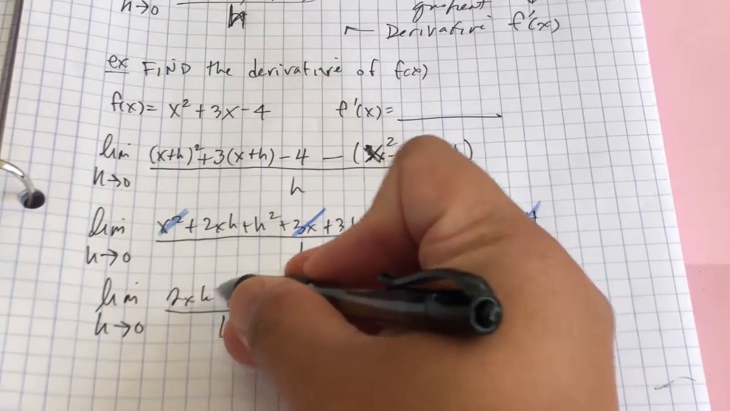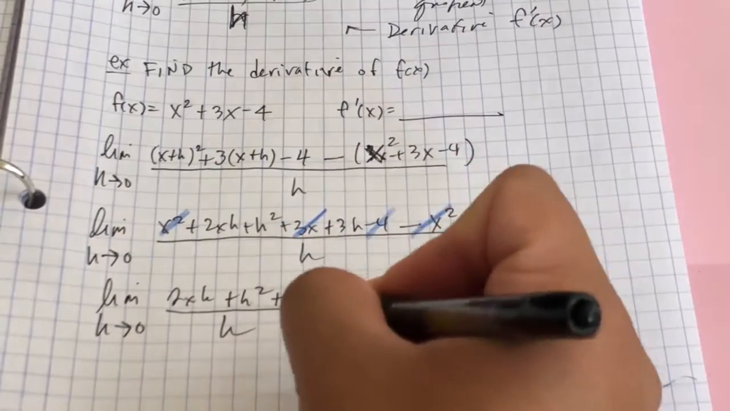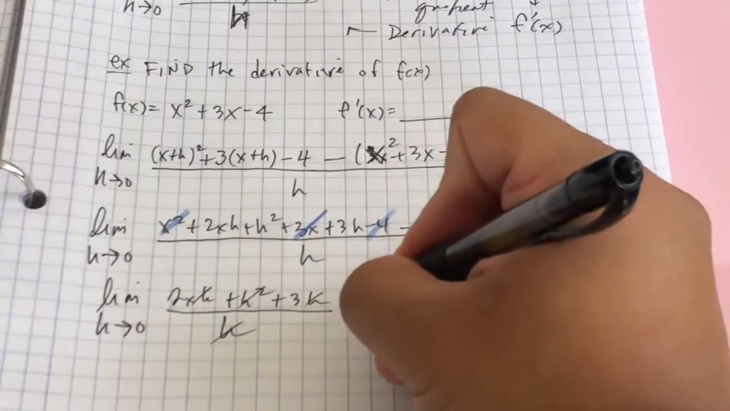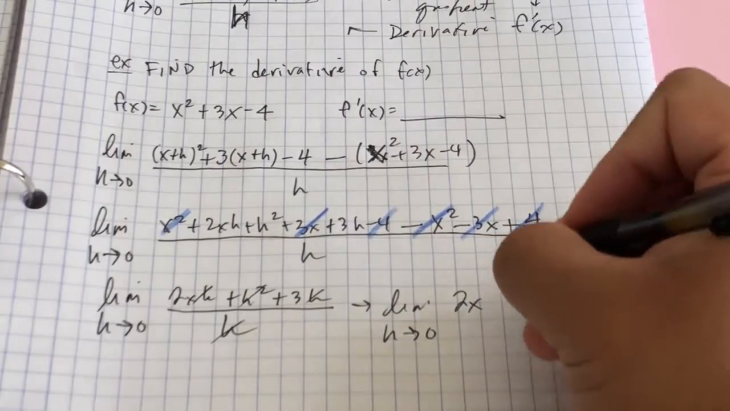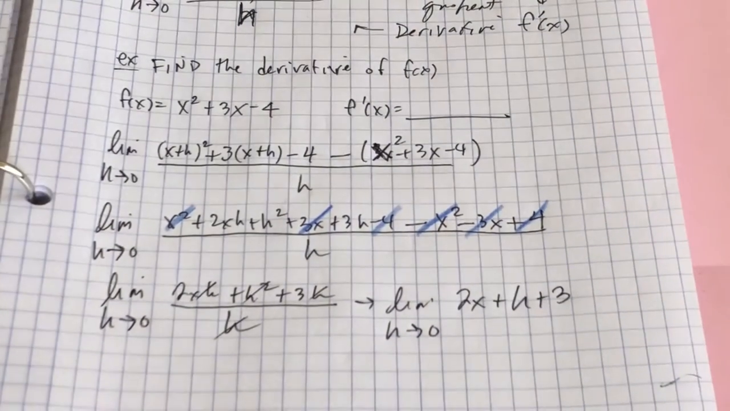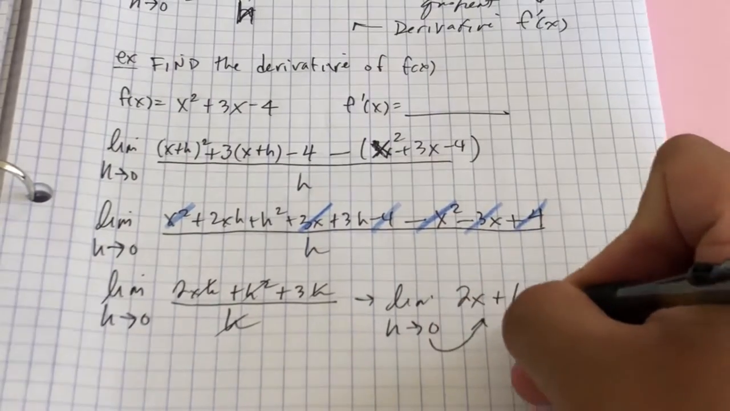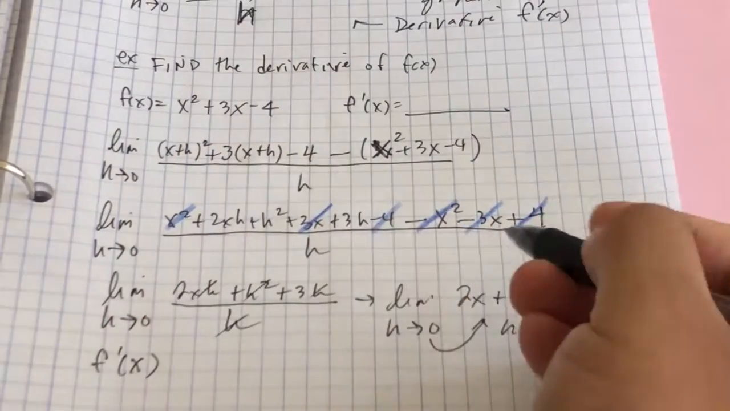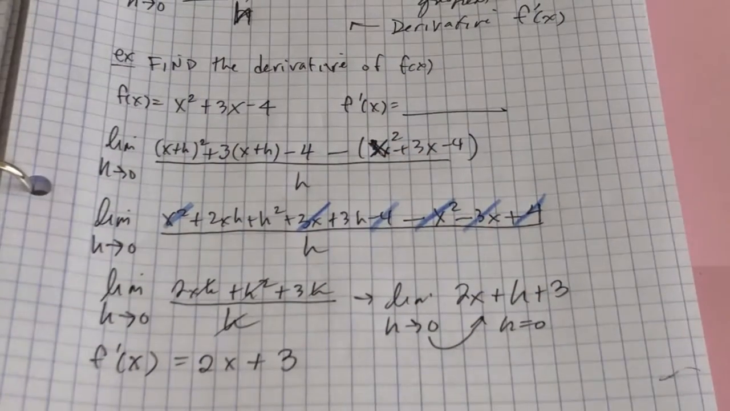However, you should notice that all three of these have an h. And you can only do this when all three of them have an h. And all we have left is the limit as h approaches 0 of 2x plus h plus 3. And that is it. Much more easy. Now, what we're going to do is plug in h as 0, and our derivative or difference quotient is 2x plus 3. Boom.